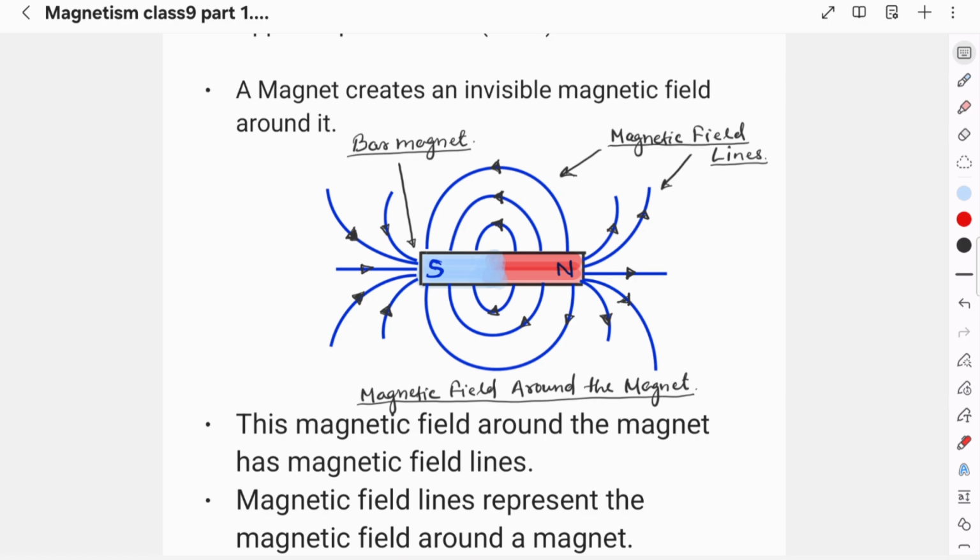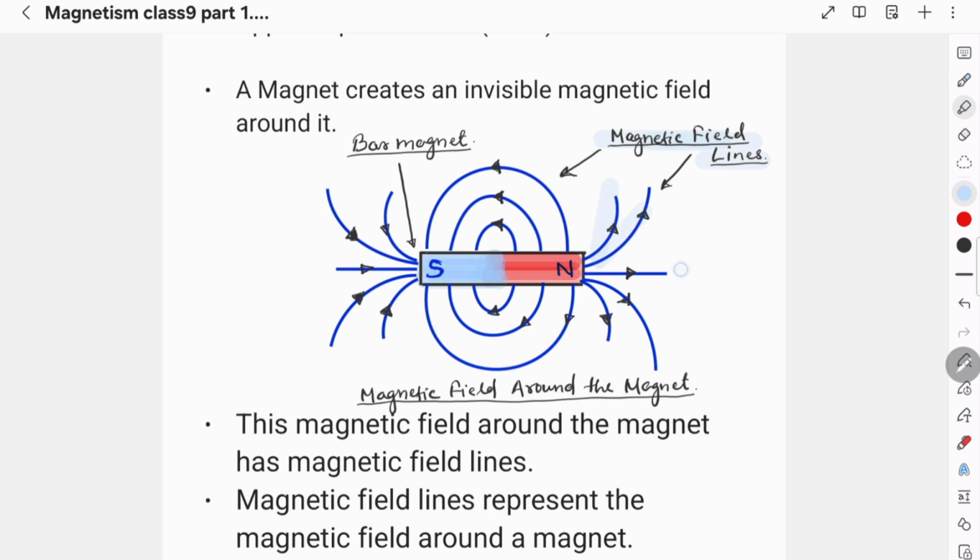Now how do we get these magnetic lines? This can be traced by using a compass. I will show you in the next video how to trace the magnetic lines of the magnet through a compass. But for today we will study the properties of this magnetic field. The magnetic field around the magnet has magnetic field lines. These curved lines which are coming out from the north pole are called the magnetic field lines.